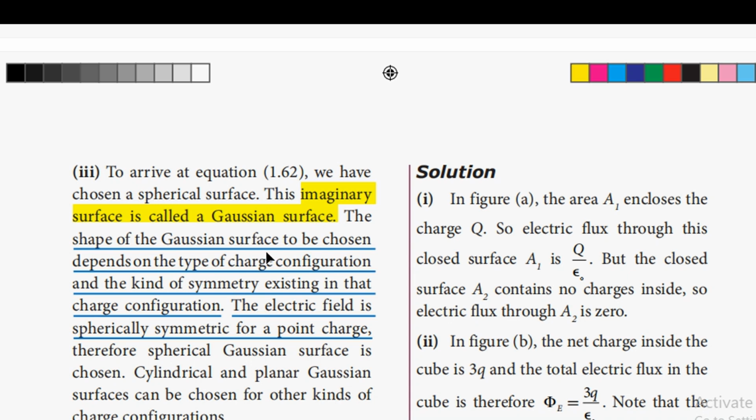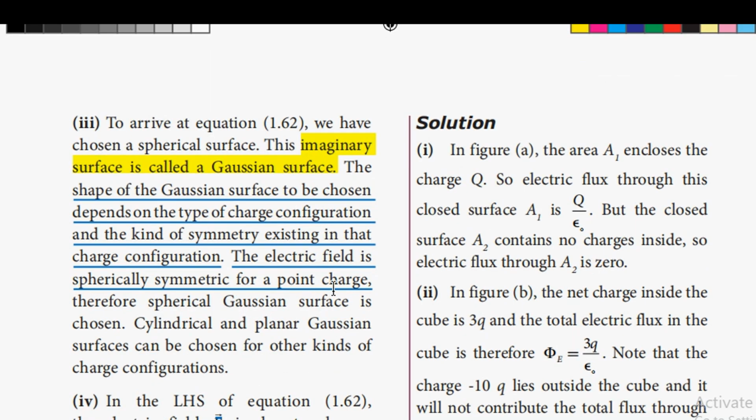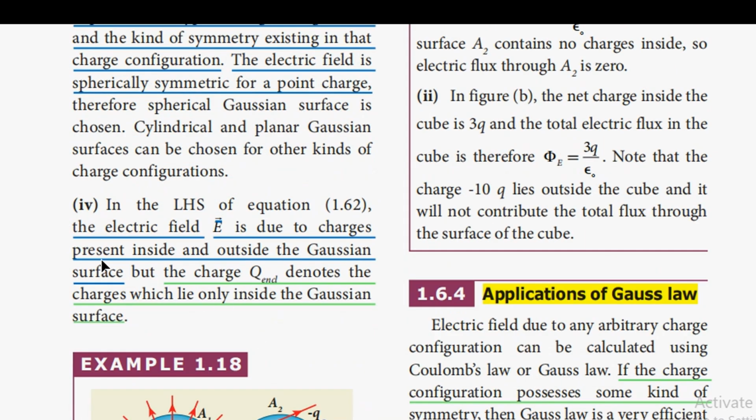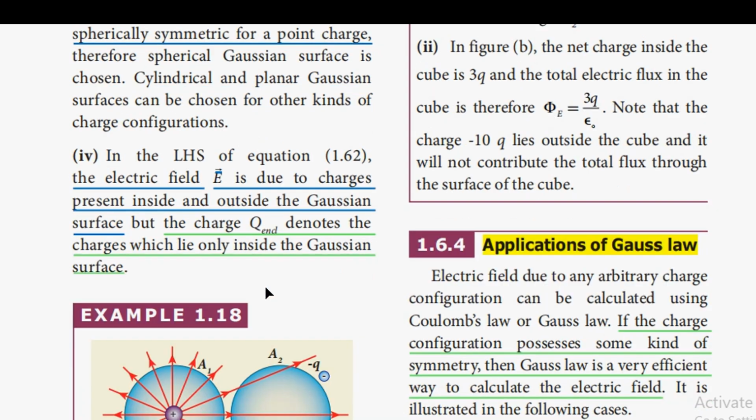The shape of a Gaussian surface to be chosen depends on the type of charge configuration and the kind of symmetry existing in that charge configuration. The electric field is spherically symmetric for a point charge, therefore a spherical Gaussian surface is chosen. Cylindrical and planar Gaussian surfaces can be chosen for other kinds of charge configurations. Next, fourth case, in the LHS of equation 1.62, the electric field E is due to charges present inside and outside the Gaussian surface. But the charge Q enclosed denotes the charges which lie only inside the Gaussian surface.